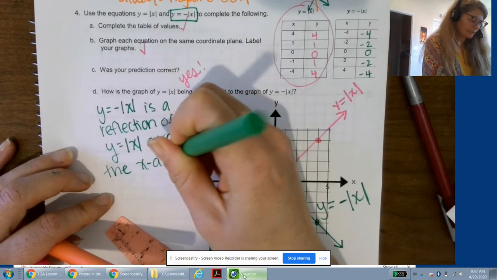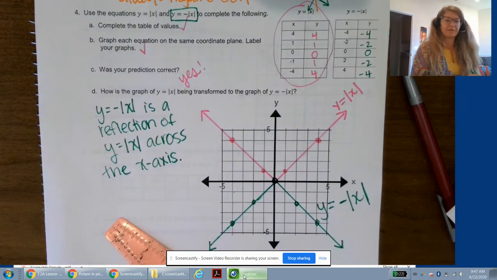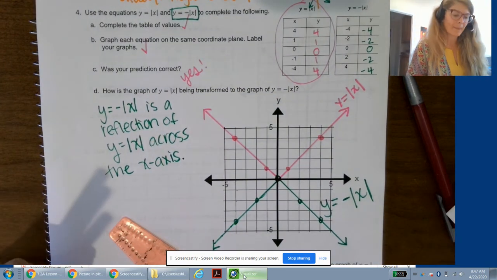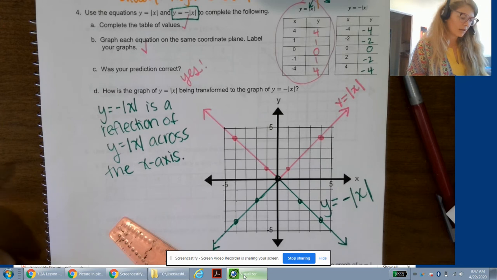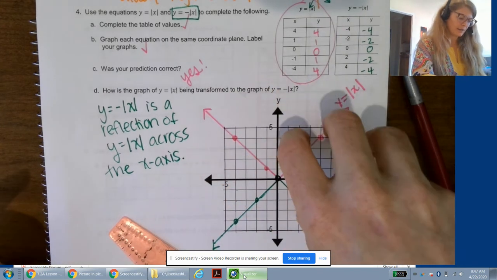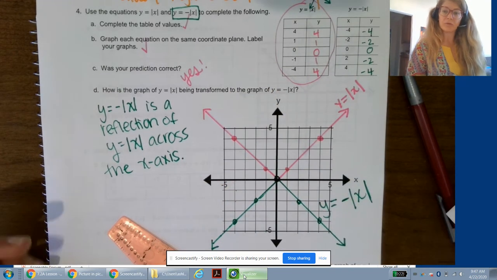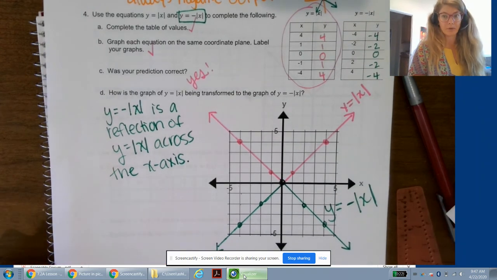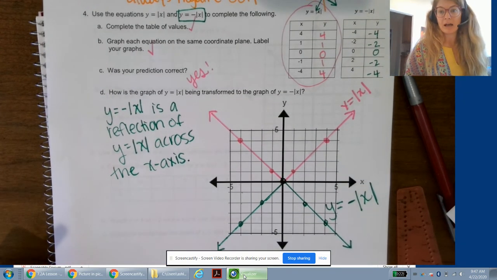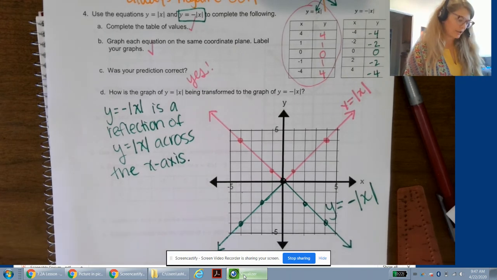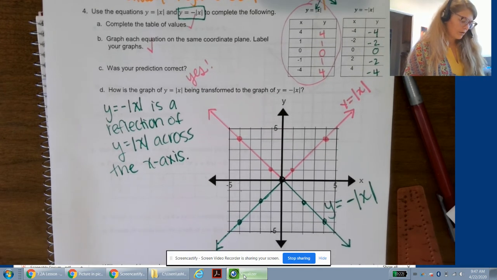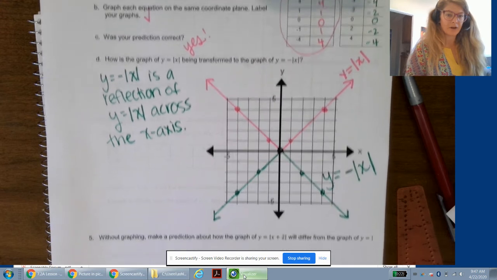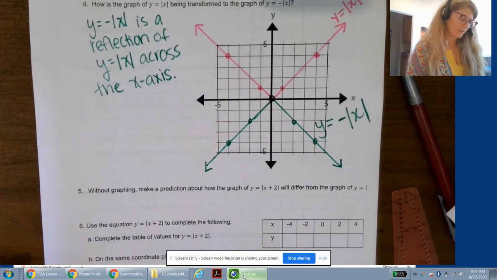X-axis. So we sometimes call this a flip or a reflection. And we can also call it a 180-degree rotation, but the reflection is the most appropriate and most efficient way to explain this transformation. Without graphing, now we're going to have a third transformation here.